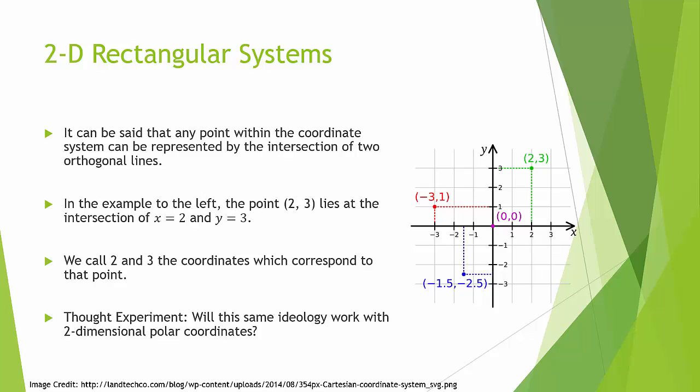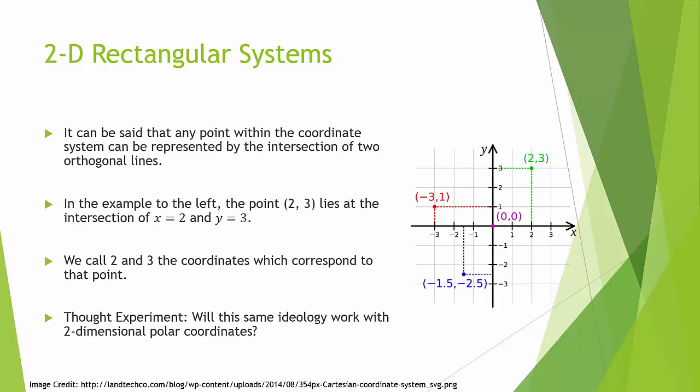And what's interesting is that within these coordinate systems, it can be said that any point can be represented by the intersection of 2 orthogonal lines. And since we know that x and y are orthogonal, we can set these x and y values and we get lines which intersect at a given point. For example, we have a point at the location 2, 3, and by looking at the graph you can see that it is at the intersection of x equals 2 and y is equal to 3. This 2 and 3 we call coordinates, and it corresponds to the location of that point.